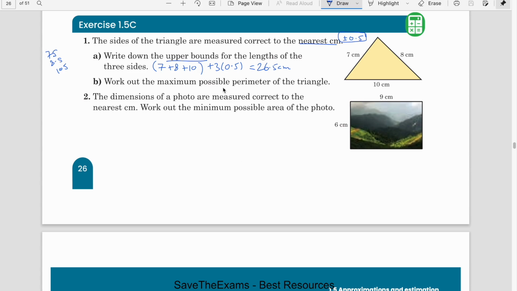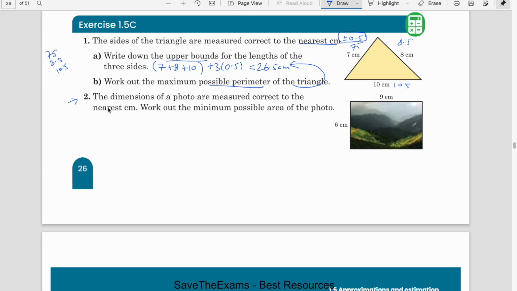B part is work out the maximum. Write down the upper bound for the length of the sides. Sorry, only the upper bounds. So that is 7.5, 8.5 and 10.5. B part says possible perimeter. So the maximum possible perimeter is 26.5.